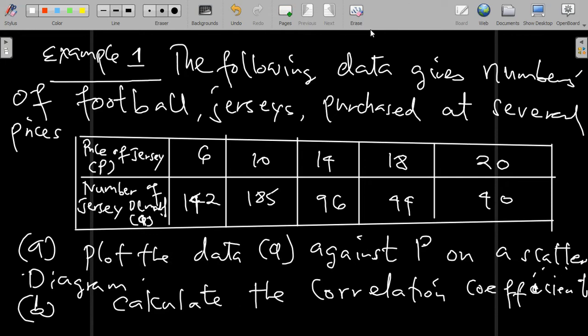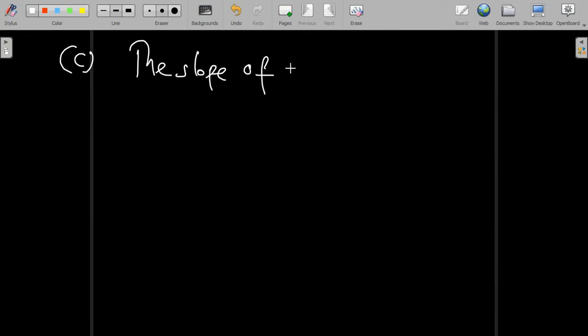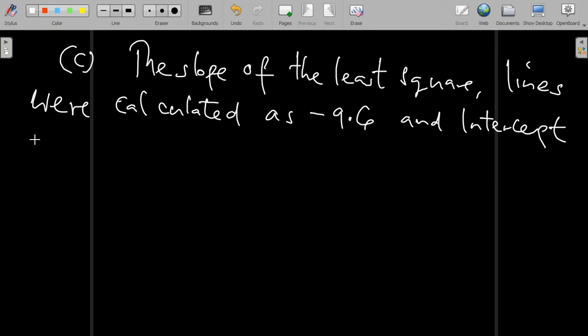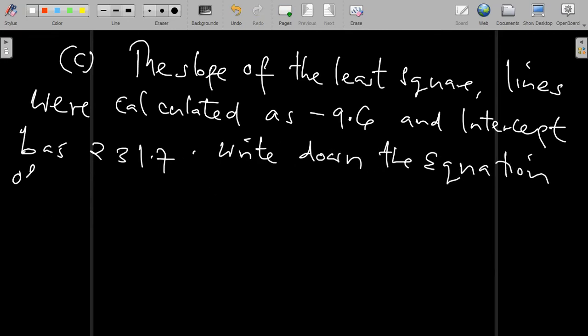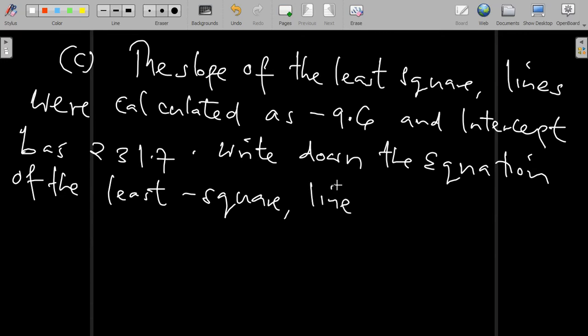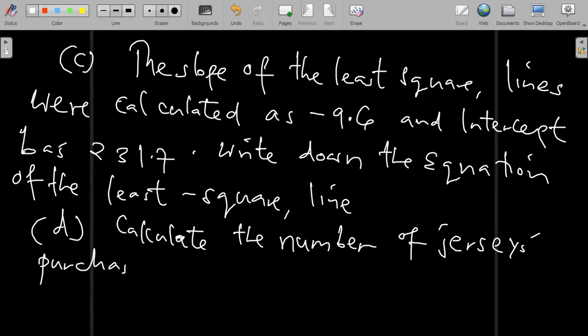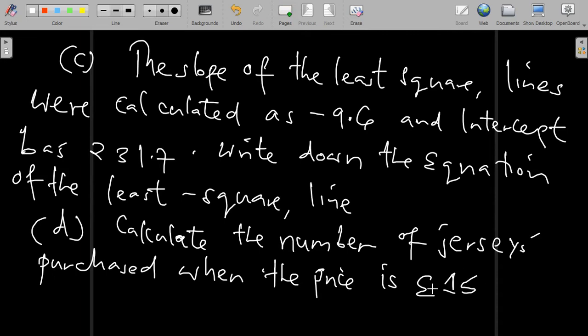Then we are also required to find the slope of the least square line, which was calculated like this. In question C, the slope of the least square line was calculated as negative 9.6 and the intercept is 231.7, that is beta naught. Now we are required to write down the equation of the least square line, and also to calculate the number of jerseys purchased when the price is $15, that is when the price of jerseys is 15.